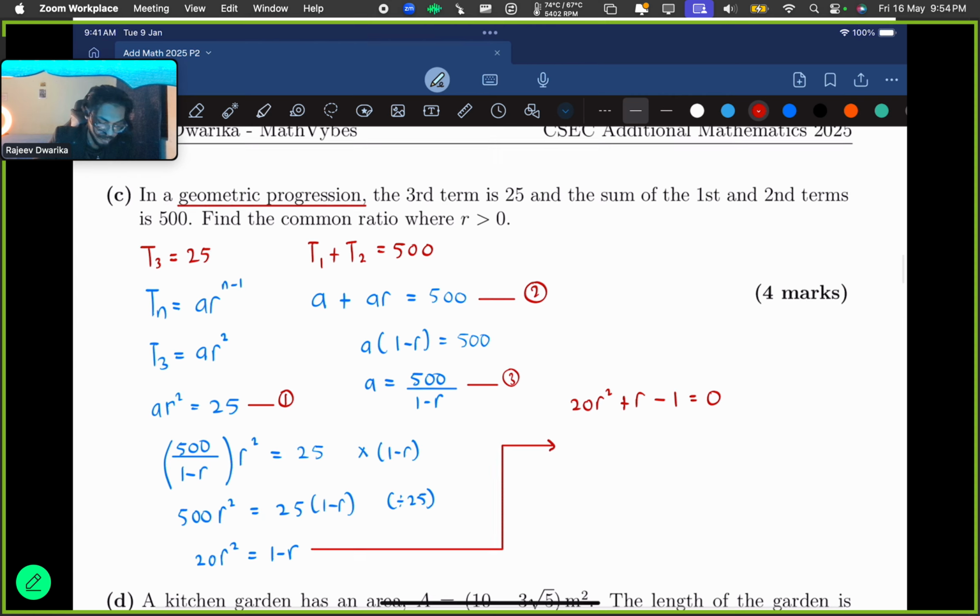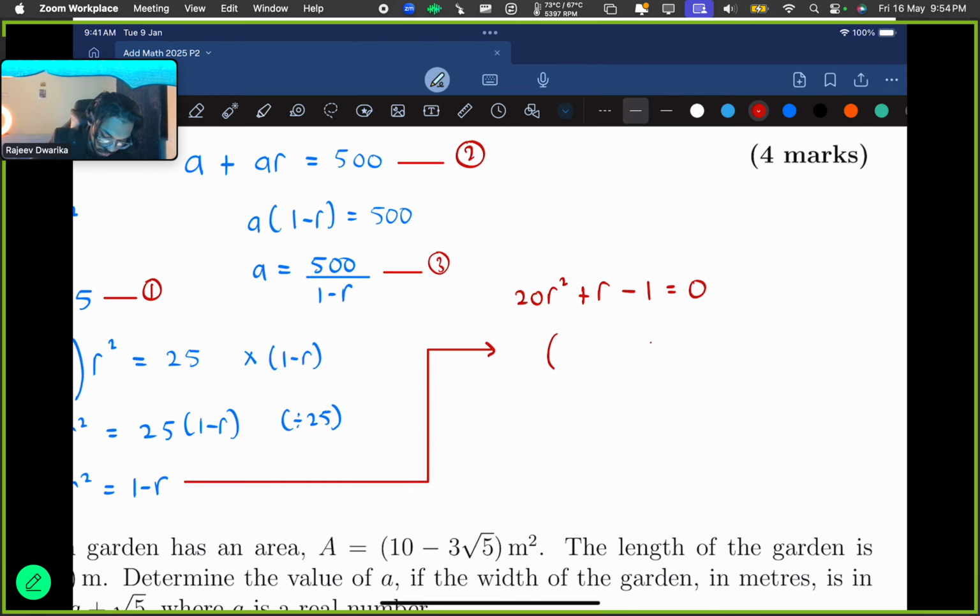So what do you do from here? Simply solve the quadratic: sum, product, whatever else you want to do. Have you tried the shortcut yet? You're supposed to be able to do it, right?